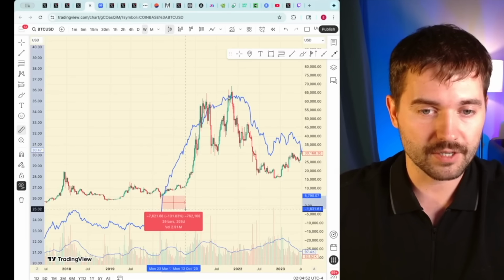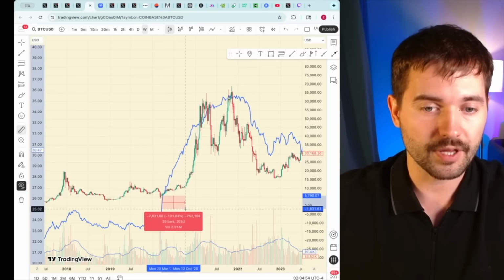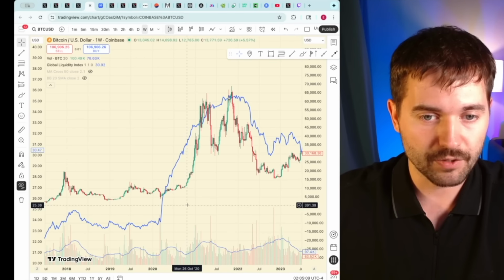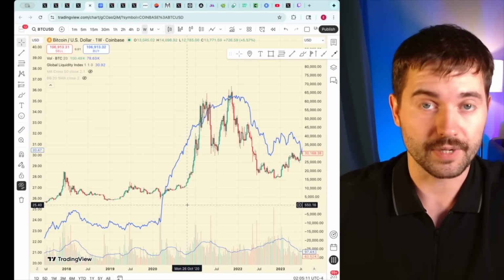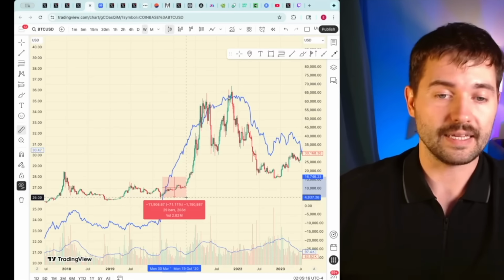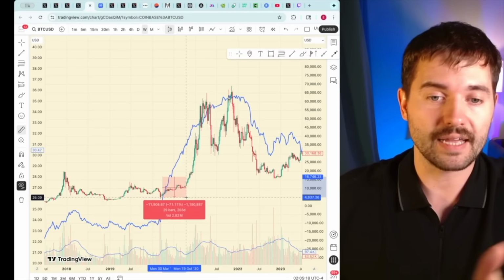Then global liquidity started pumping in March 2020. Before Bitcoin started to pump, we had 200 days. Global liquidity started pumping in 2020, and then Bitcoin started to pump in October 2020. So that is your 200 days. That's how you can say that Bitcoin is lagging a little bit behind global liquidity.